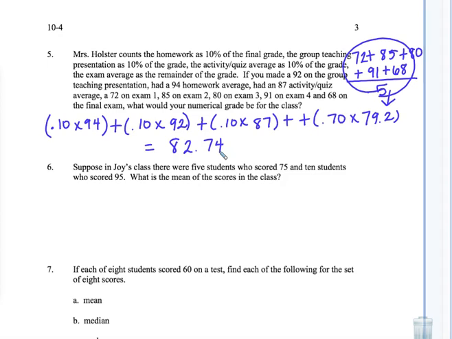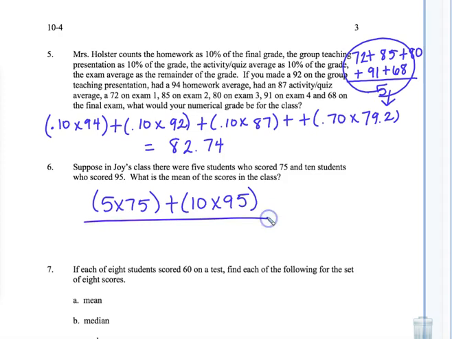On number 6, it says, suppose in Joy's class there were 5 students who scored 75 and 10 students who scored 95. What is the mean or the average of the scores in the class? Well, this one's pretty easy. I have 5 students who made a 75, so I have to do 5 times 75, plus the other 10 made a 95, so 10 times 95. That's going to add up all of the tests for the 15 students. Then I'm going to take that and divide it by 15.